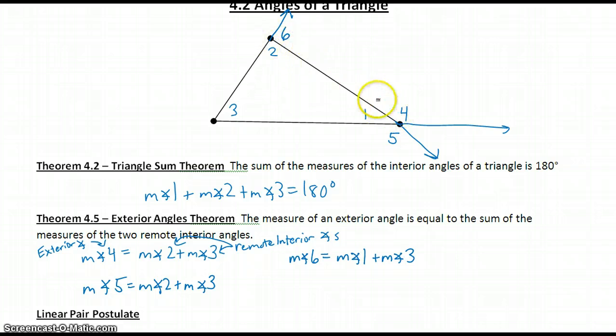If I extend this side of the triangle, I create another exterior angle. I'm going to call that angle 7, and angle 7 is going to equal the measure of the 2 interior angles.